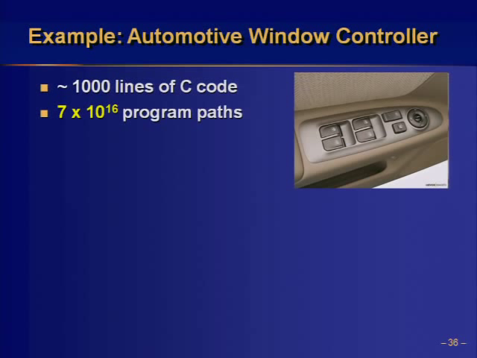I want to give you a sense of the size of the space that one has to explore in order to do this analysis. One of the examples we looked at was an automotive window controller. As programs go, it's not very big, about 1,000 lines of C code. But if you look at the total number of program paths, it's huge, of the order of 10 to the 16. This program is encoding a huge state machine with a lot of switch statements and if statements, and there are several paths that one can take through this code.